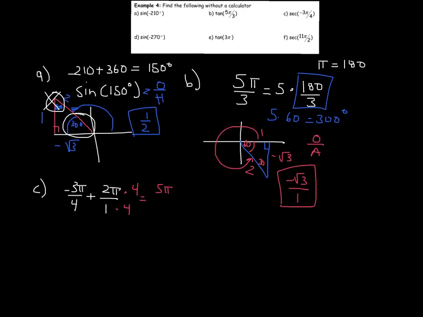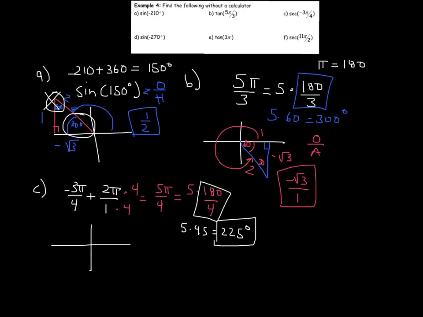5 pi over 4. This is such a good exercise for you guys. So now let's see if we can convert that to an angle in degrees. So 5 times 180 over 4. All right, 180 over 4 is simply 45. So 5 times 45 is 225. And after a while, you will start to memorize where these angles are. So 225. Let's go ahead and make that in the 3rd quadrant.